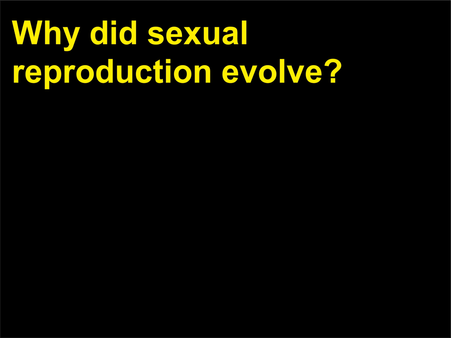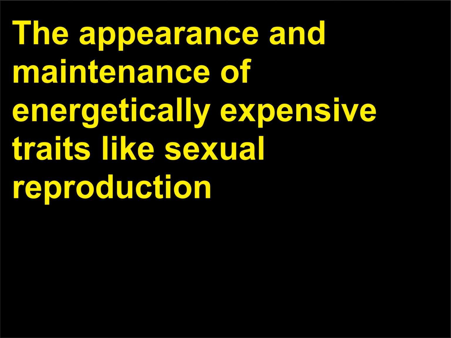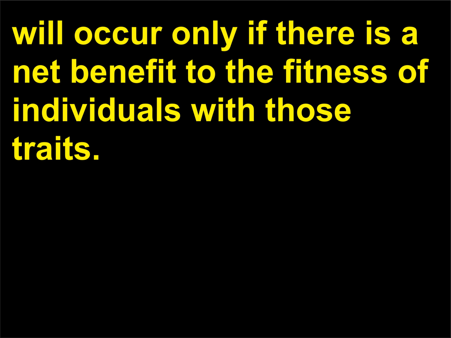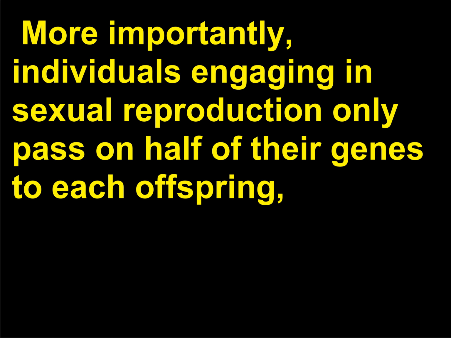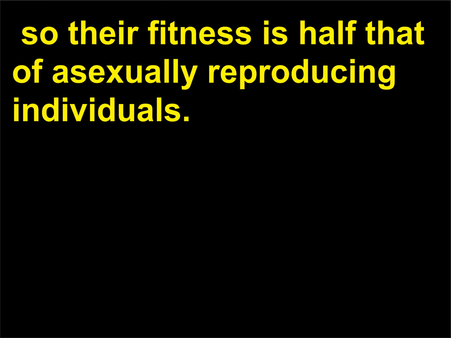Why did sexual reproduction evolve? The appearance and maintenance of energetically expensive traits like sexual reproduction will occur only if there is a net benefit to the fitness of individuals with those traits. There are costs to sexual reproduction, for example. Finding a mate can demand considerable time and energy. More importantly, individuals engaging in sexual reproduction only pass on half of their genes to each offspring. So their fitness is half that of asexually reproducing individuals.